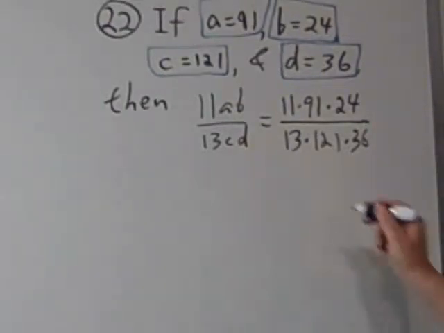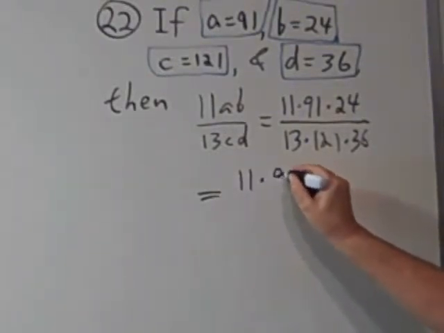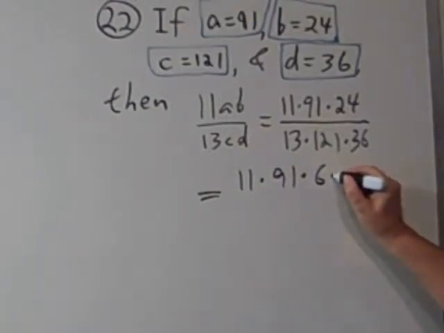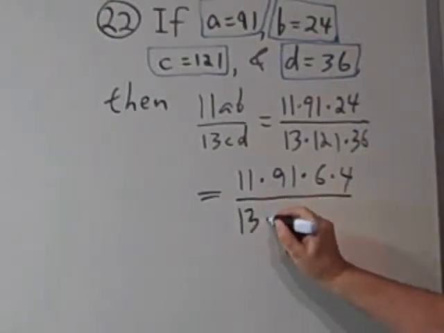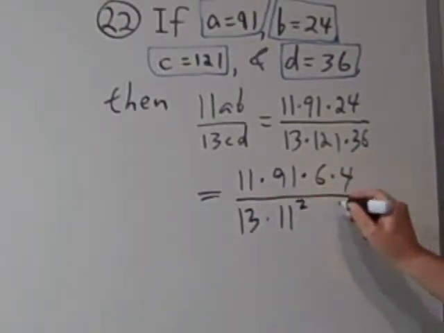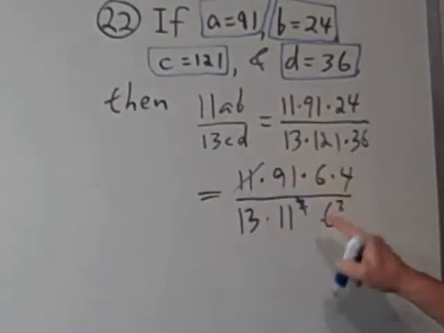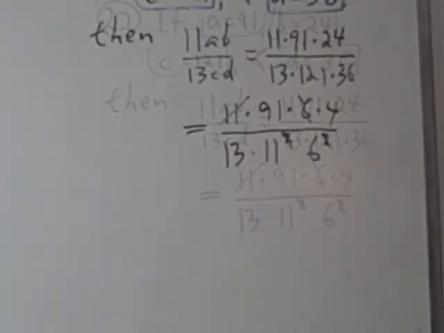So first of all, let's write this as 11 times 91, which looks like a prime number. 24, though, we can break down further. Let's break it down as 6 times 4 and see how this goes, because 36 is 6 times 6. Now 121 is 11 squared and 36 is 6 squared. So at this point we can see some cancellation occurring. We can cancel this 11 with one of those 11s downstairs. We can cancel this 6 with one of those 6s.